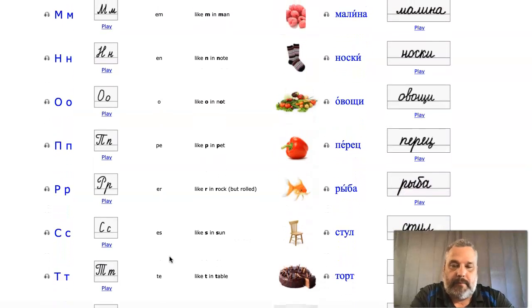Okay? Next one is T. This is my name. All right, so you see it looks just like ours. This is one of the few times where their letter is just like our letter. And so it's T, like table. In this case, it's T-O-R-T, tort, which means cake in Russian.